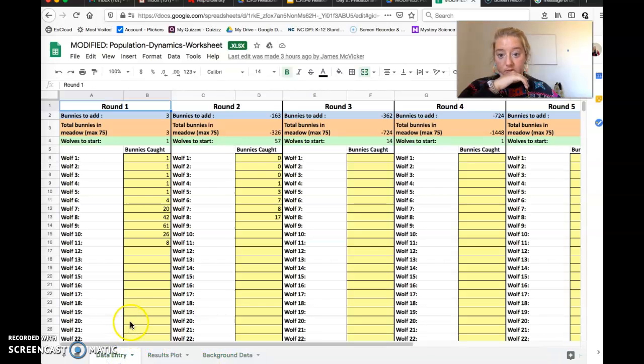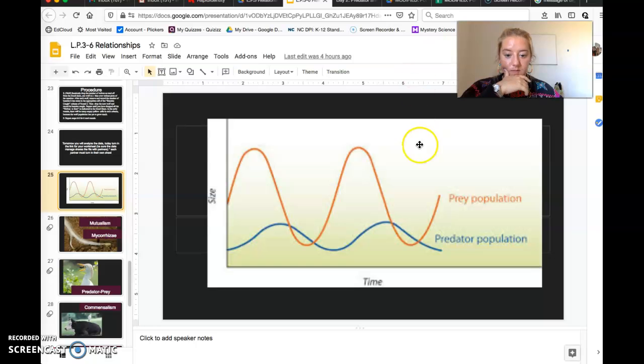So I had to edit this because you were originally supposed to be 20 rounds, and we only got through 2. So I definitely edited this so that you could finish it in the time of the classroom. But here's kind of what we saw. If we would have graphed it, it would have looked something like this.